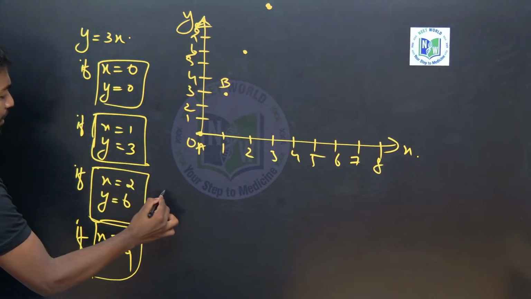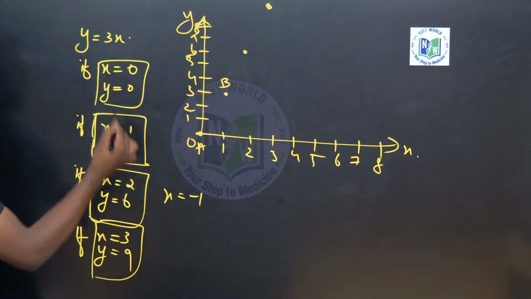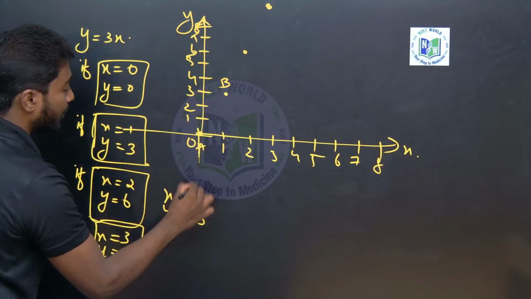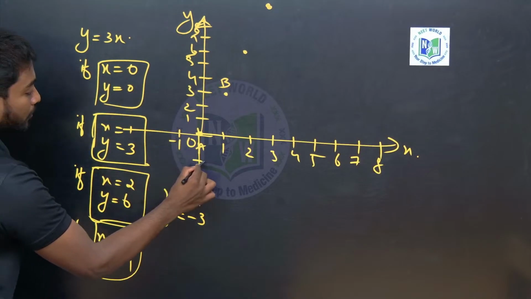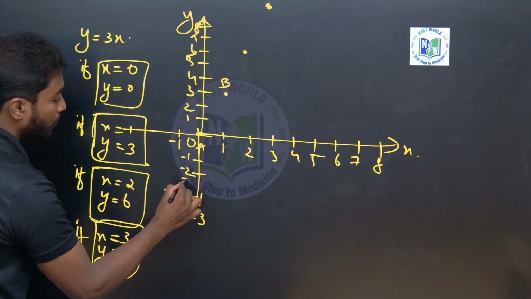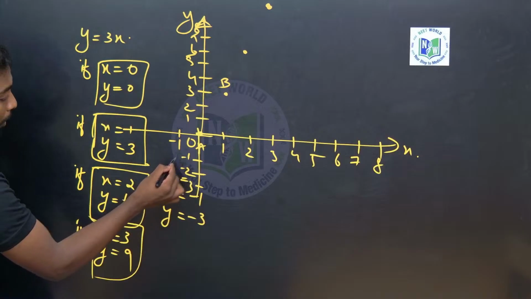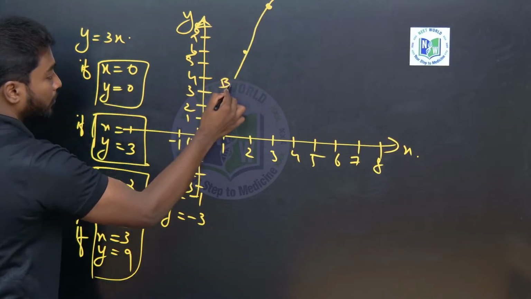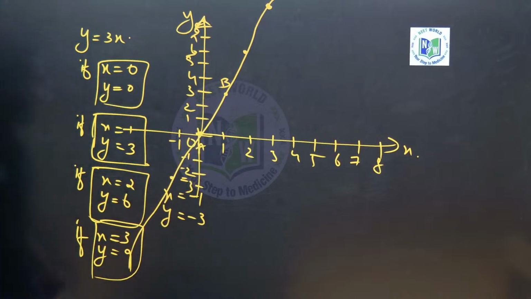If I consider x is equal to minus 1, what is the answer? y is equal to minus 3. So if I extend like this, minus 1, minus 2, minus 3, the point will be around here. If I join the points, it will go like this.